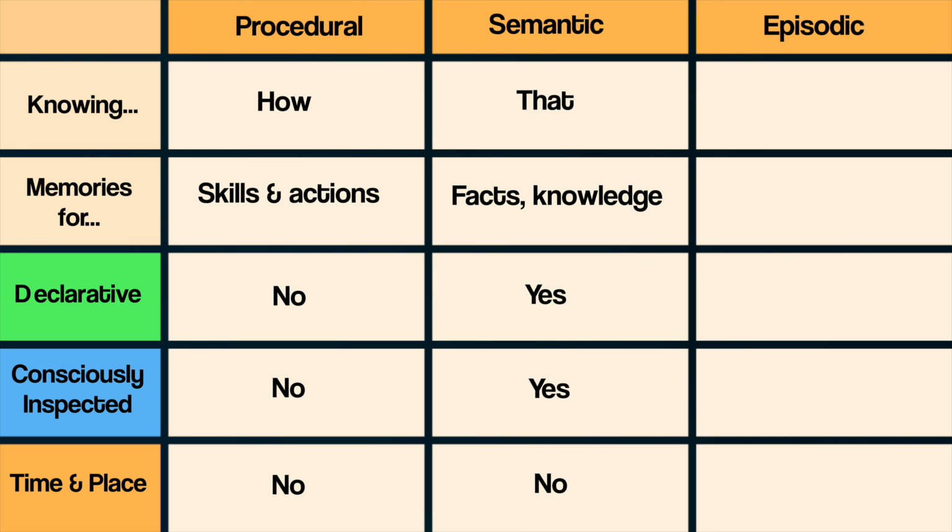Finally, we have episodic memory. This is your memory for personal experiences and events, like remembering a birthday party or a holiday. Episodic memory is linked to a specific time and place, and it's what allows you to recall events from your life. Unlike procedural memory, you can consciously inspect it, and it is declarative, and they're tied to specific moments in time. Let's consider the evidence for the types of long-term memory.